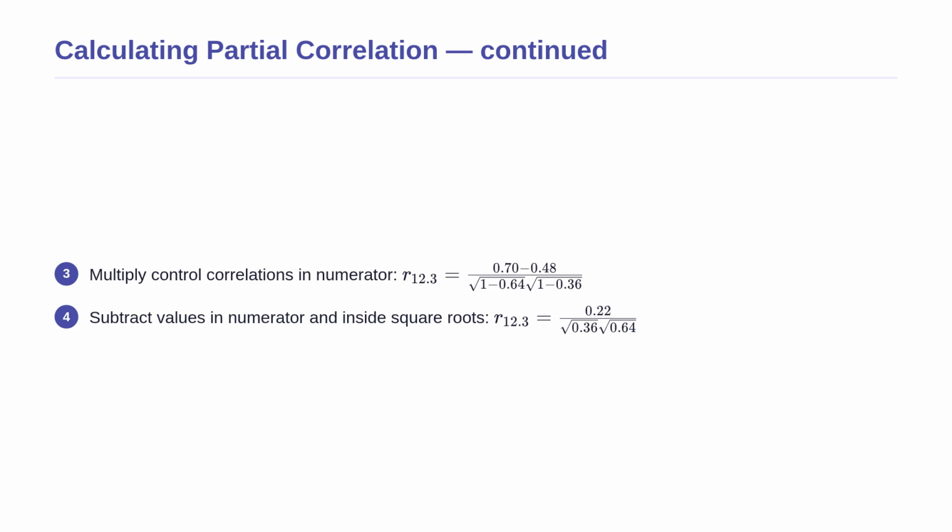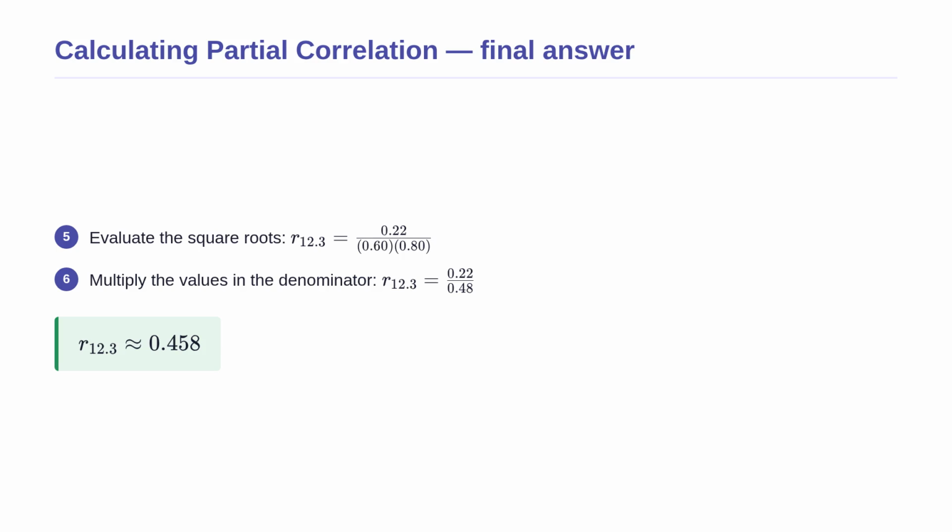Inside the square roots, subtracting from 1 leaves 0.36 and 0.64, representing the remaining unexplained standard deviations for each variable. For the final steps, we take the square roots in the denominator, getting exactly 0.60 and 0.80. Multiplying these gives 0.48, which acts as a scaling factor. Dividing 0.22 by 0.48 gives a final partial correlation of approximately 0.458.